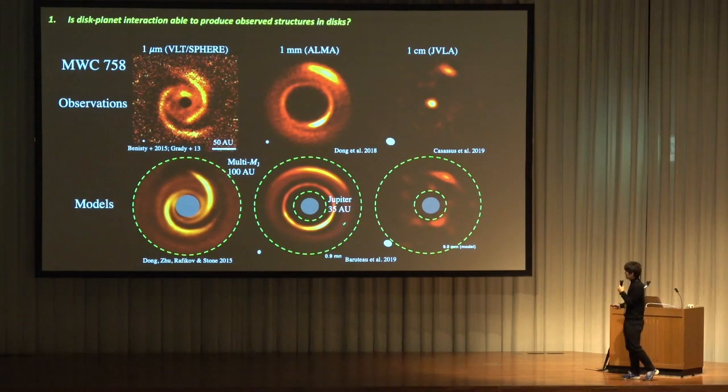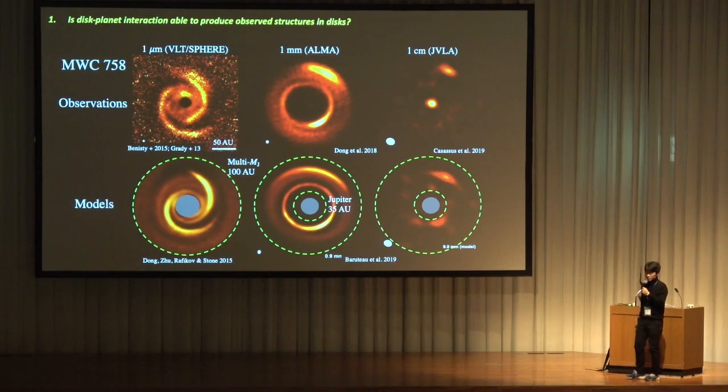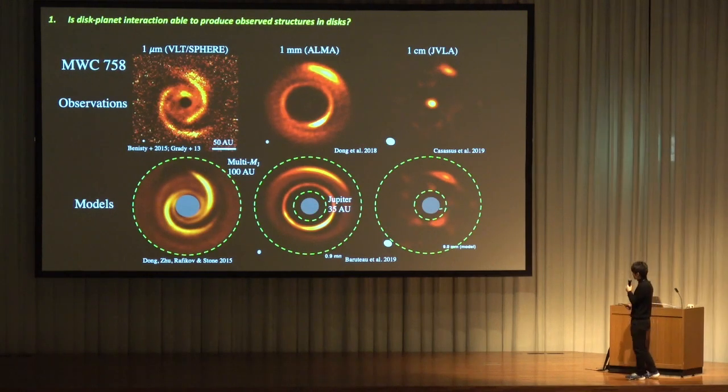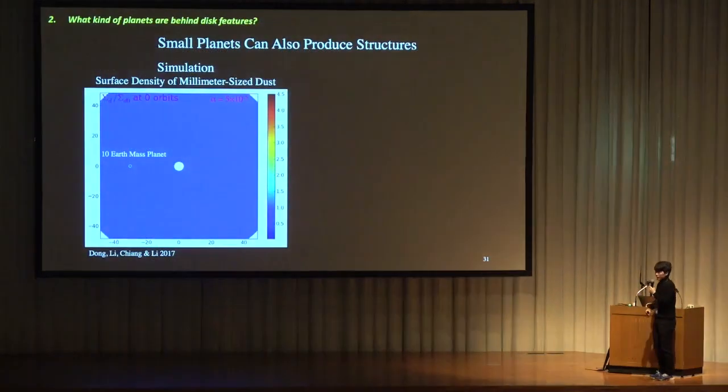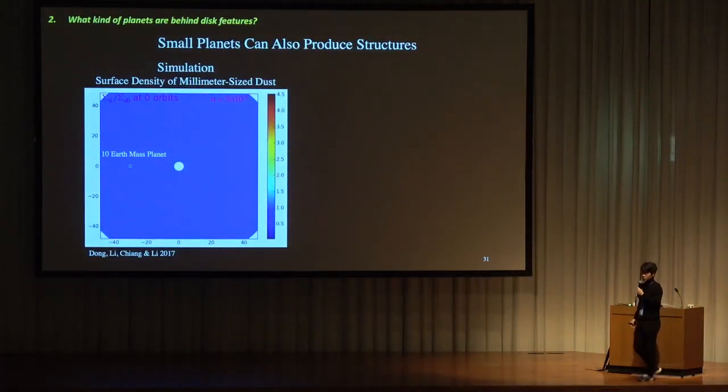The southern vortex is already in the process of decaying in this particular simulation, so it doesn't trap centimeter-sized particles as well, which is why we don't see a prominent clump here. So overall, these models roughly reproduce what we see in the observations. All right, what kind of planets are behind observed disk structures?